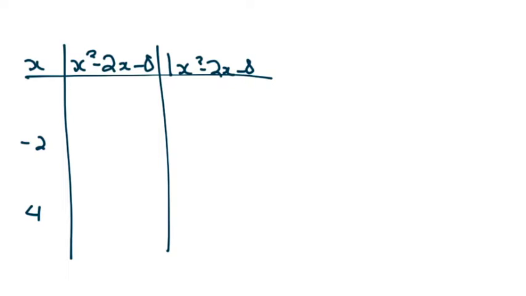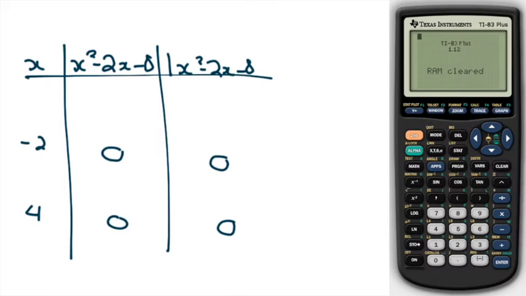What we know is that when we plug in negative 2 for x, we get 0. Same when we plug in 4. So now I can go to the calculator. I can type in that function, x squared minus 2x minus 8. I'm going to go to the table option, so second graph. And we can see we have some of the table we need, but not all of it.